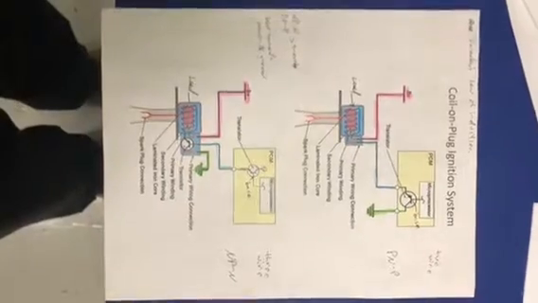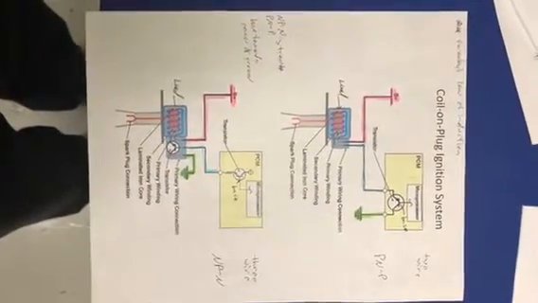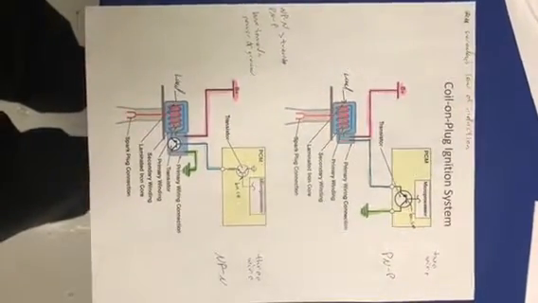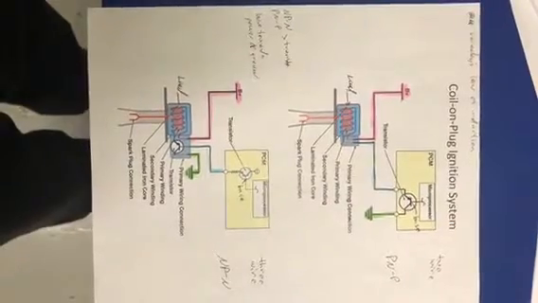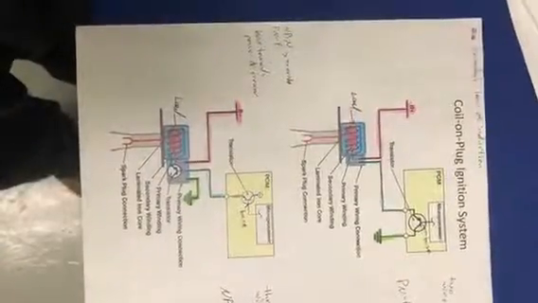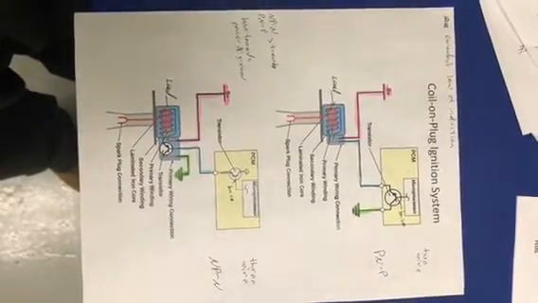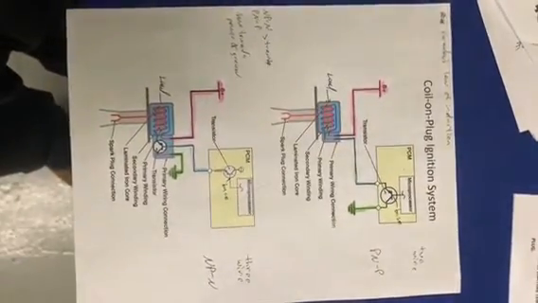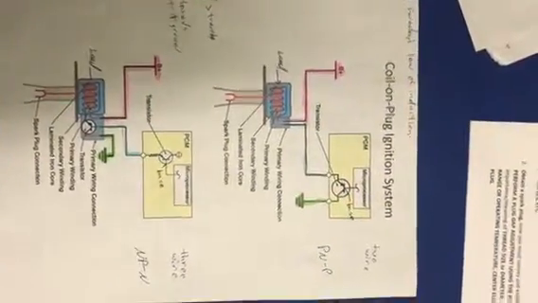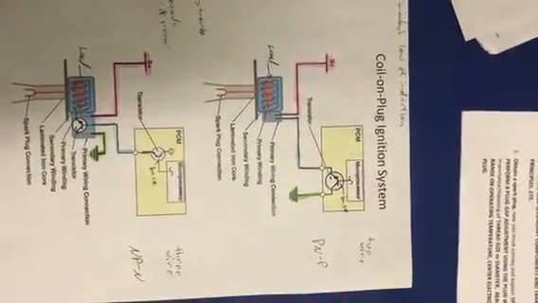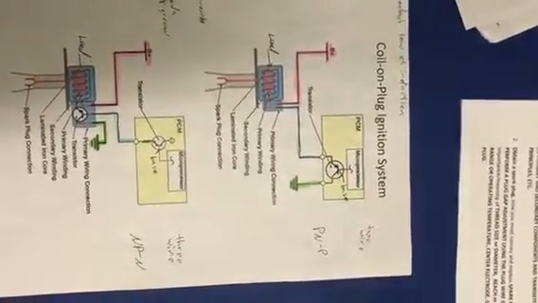On this diagram we have a 2-wire and a 3-wire coil on plug, and we'll go over the operation of them at this time. Both of these coil systems operate on the principle of Faraday's law of induction. All right, I'll go over the 2-wire system first, show the power and grounds and how it operates.